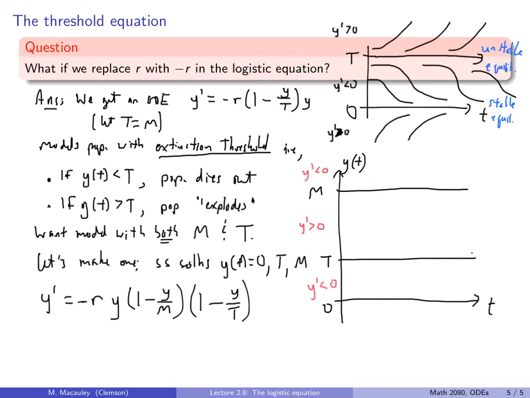That checks off. When y is between t and m, then this will be positive, this will be negative. Positive, negative, y prime is positive. And you can check the other regions as well.